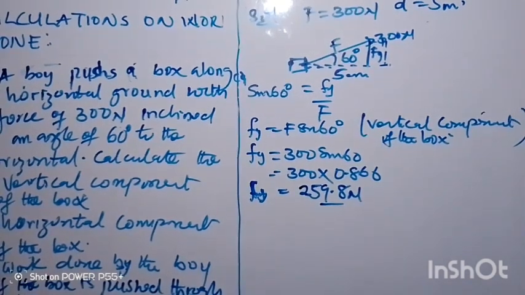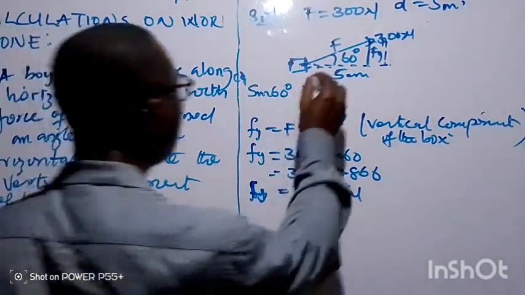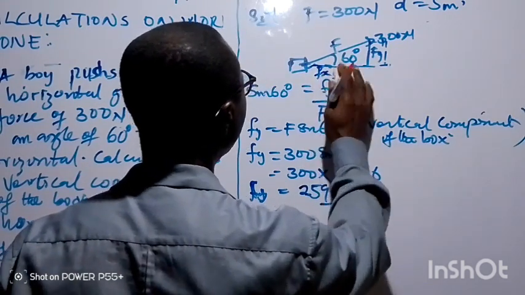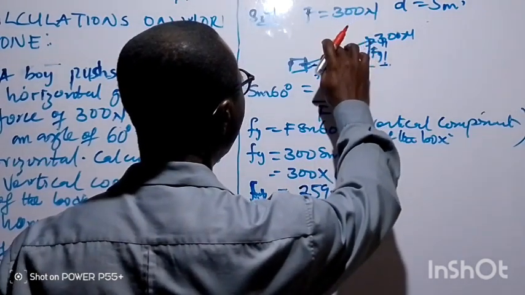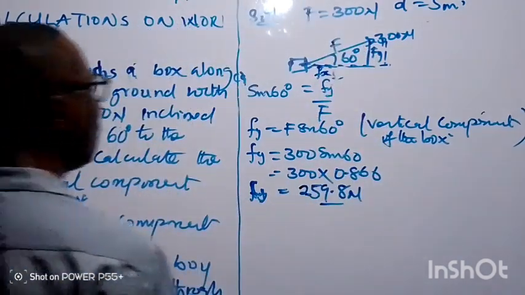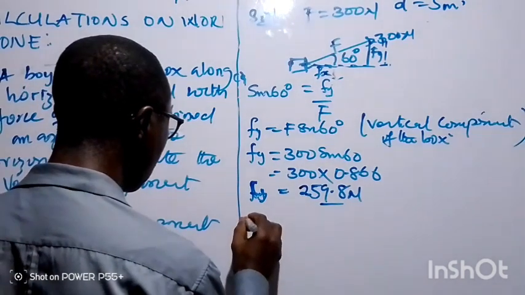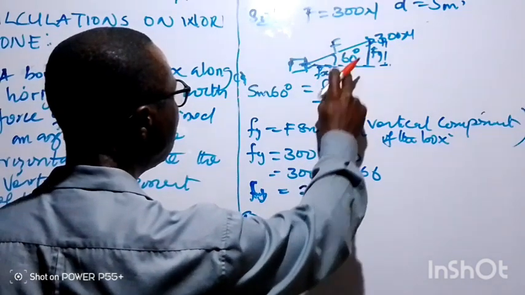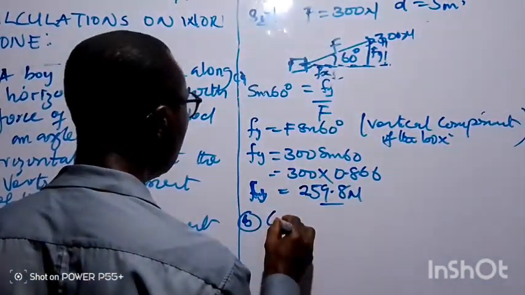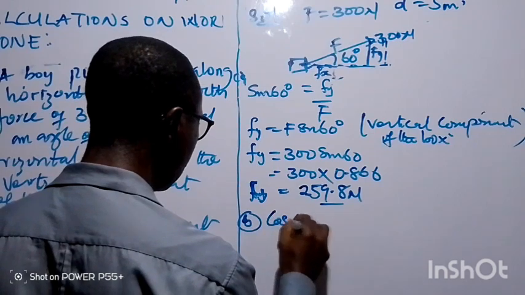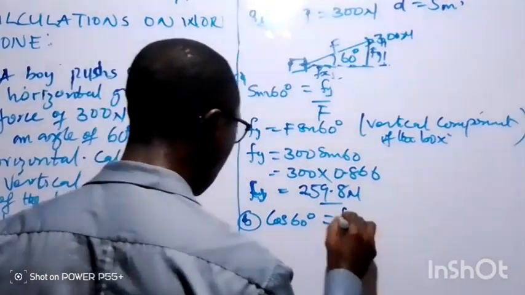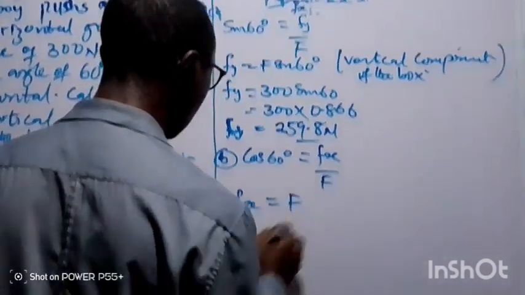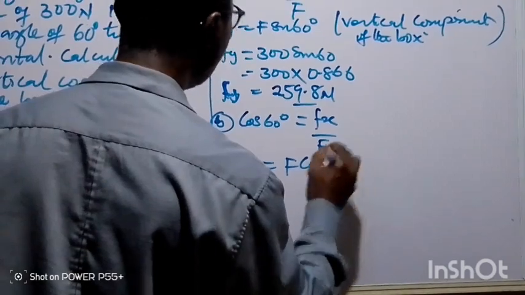The next question is for the horizontal component. When it is horizontal, you consider this line as Fx, and the force given, then the angle. So for the horizontal component, it will give us adjacent and hypotenuse. That's cos 60 degrees is equal to Fx over F. So our Fx will be equal to F cos 60 degrees.